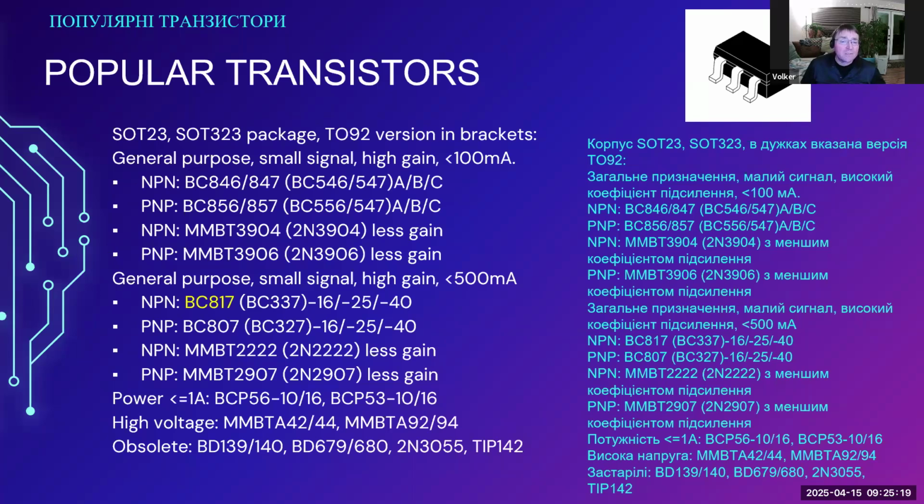The BC abbreviation, B simply means it's a silicon, not a germanium transistor. The C means it's a small signal transistor. The D means, so BD is a silicon power transistor. All of these transistors should be available at Cosmodrome. Okay, next slide, please.